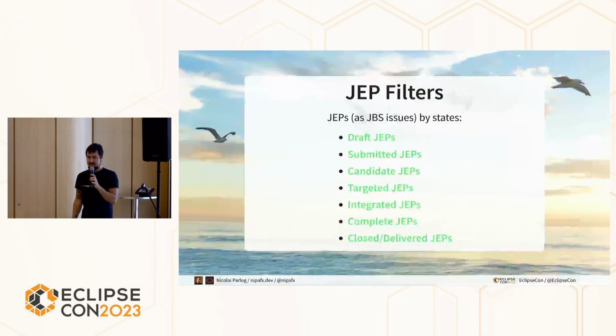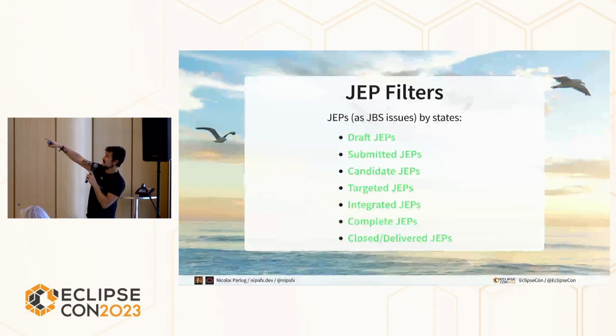In the end, a JEP is just an entry in the Java bug system. The Java bug system, JBS, is essentially just a slow variant of Jira, or even slower. There are filters here for that. It's just an issue with a specific marker, and I filtered by these markers in different states. So if you're interested, you can click on targeted JEPs, and you will see which JEPs are currently being targeted.